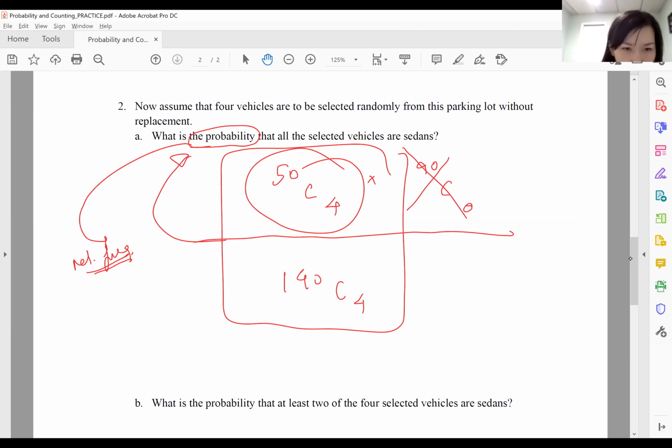Dr. B, does it matter that the vehicles are selected without replacement? The without replacement basically ensures that they're all unique. Okay. That is where it ensures that they're unique.